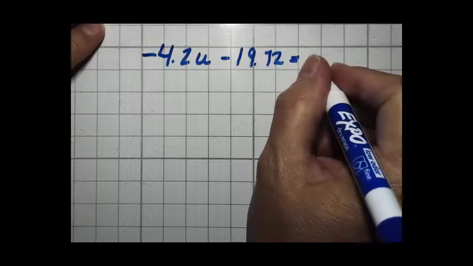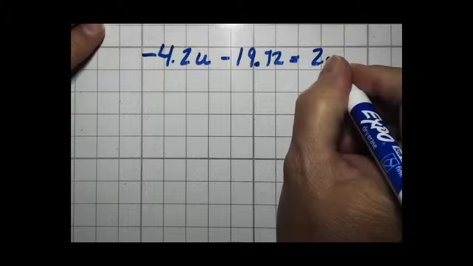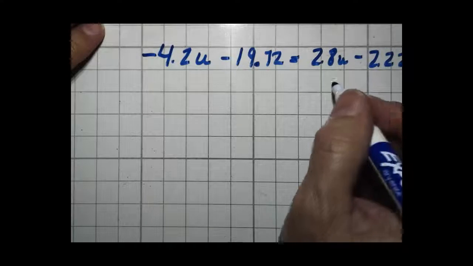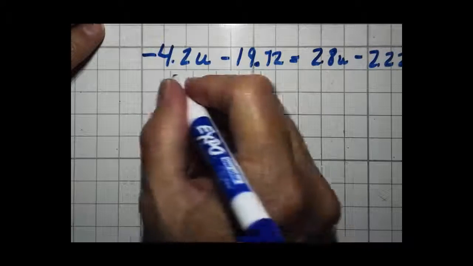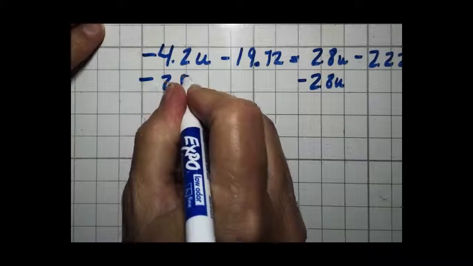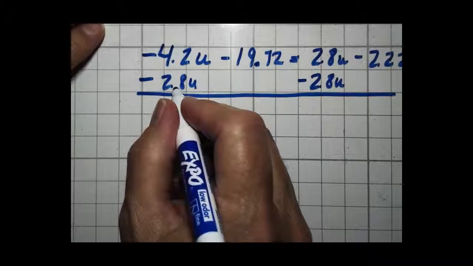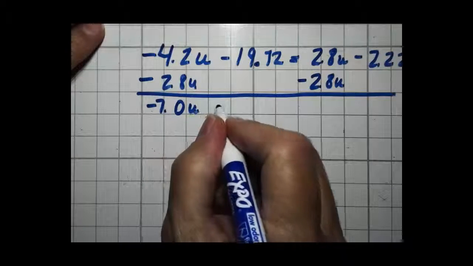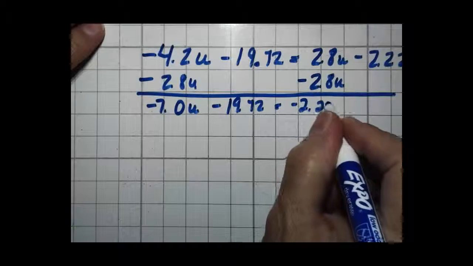Negative 4.2u minus 19.72 equals 2.8u minus 2.22. Again, we're going to put all of our variables on one side and everything with no variables, constants, on the other. Let's move everything to the left. So we're going to take negative 2.8u and move it over. Make a big old line. Negative 4.2 plus negative 2.8, I know that's 7, so it's negative 7u minus 19.72 equals negative 2.22.